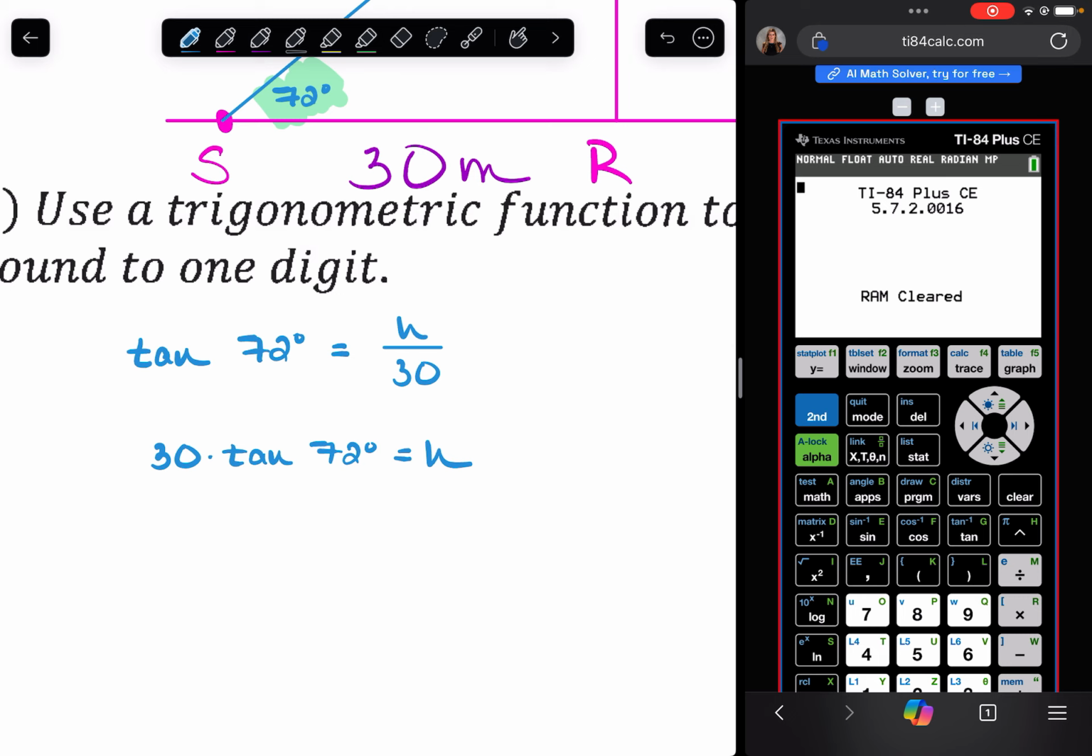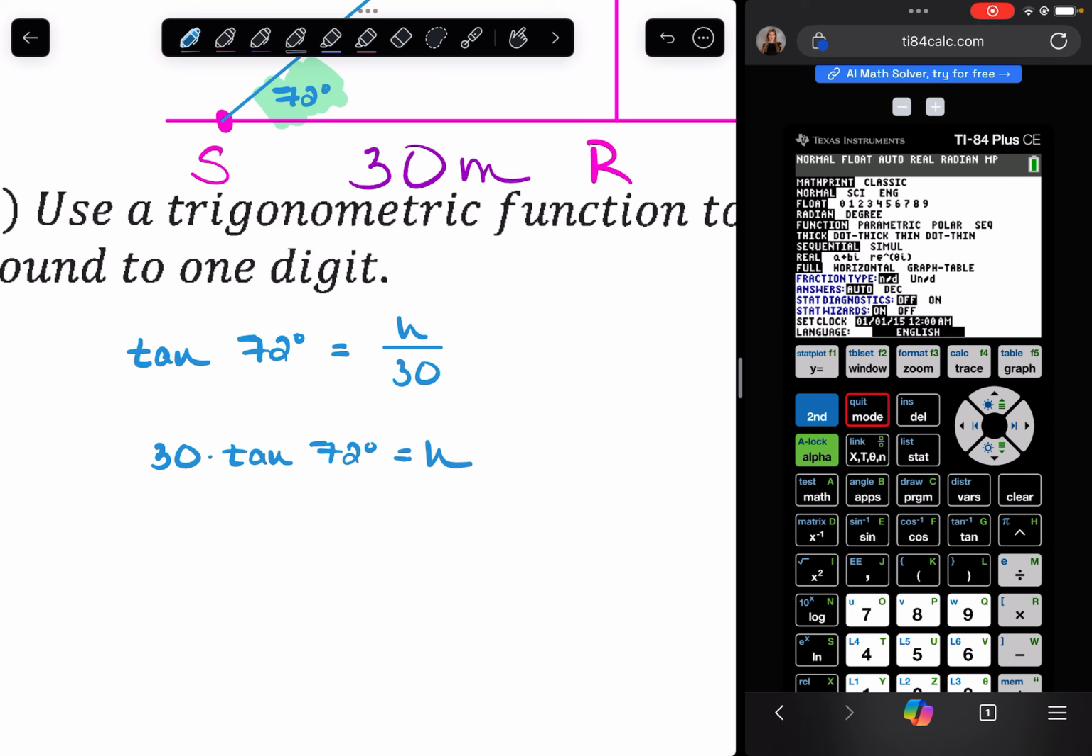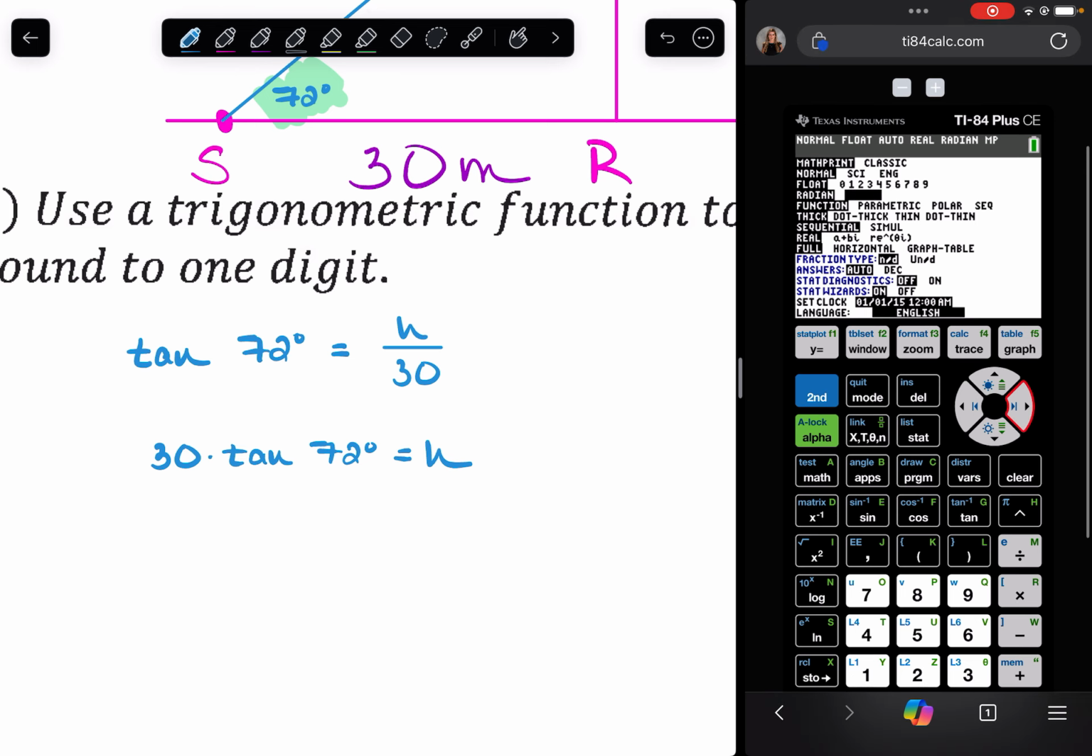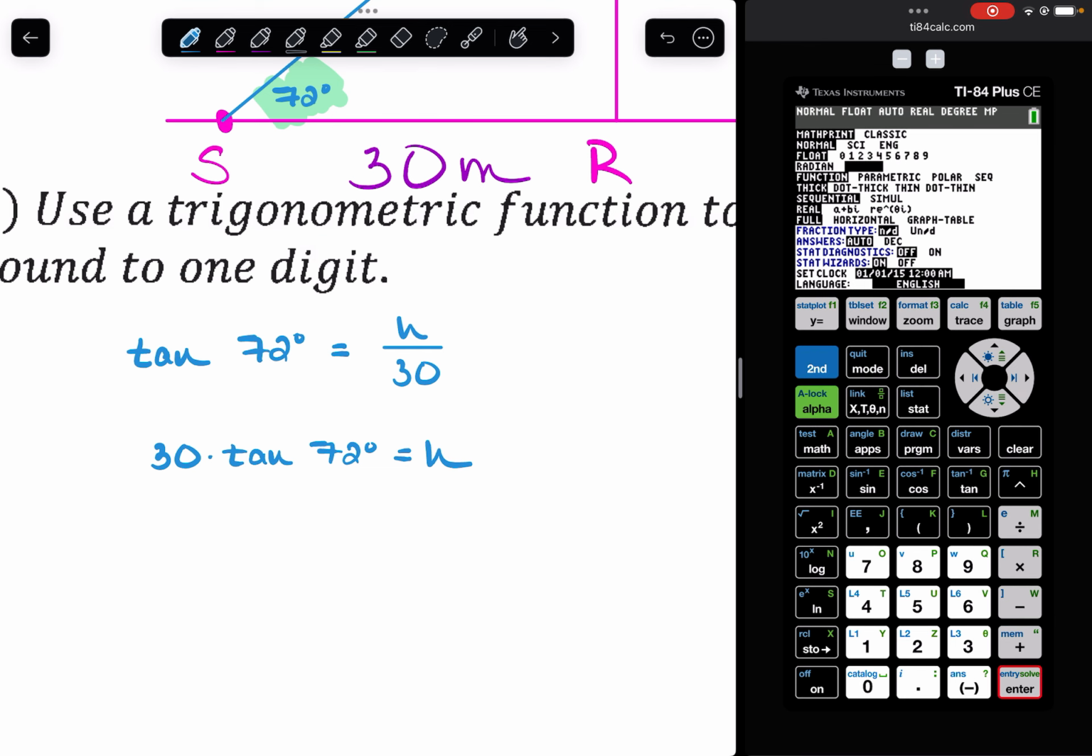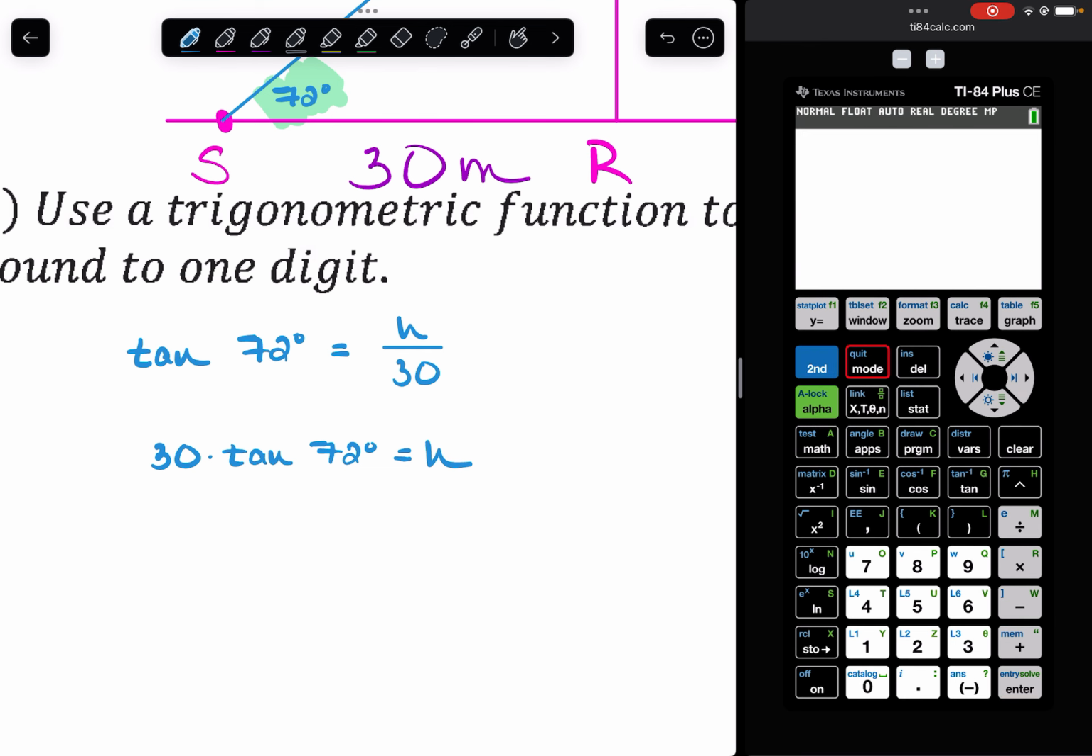Now we just need to go to our calculator. However, be very, very careful with your calculator. Default mode on your calculator is always in radian. So I'm going to hit my mode button. Notice I am in radian mode, so I need to go down to radian, over to degrees, and push enter. If you don't change your mode, you're going to get a very, very different answer.